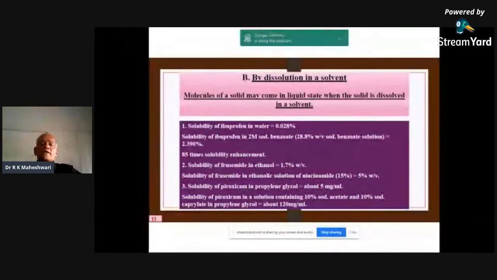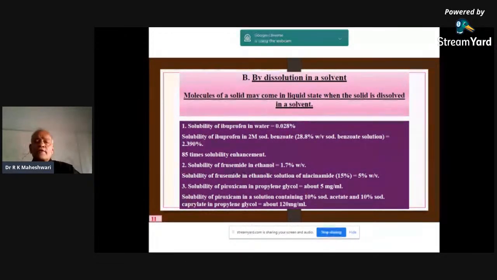Why? Again, the reason is the molecules of sodium benzoate have come in liquid state after dissolution, and now they are involved in hydrogen bonding and weak van der Waals forces with the molecules of ibuprofen. That's why there is high solubility of ibuprofen in this sodium benzoate solution, which is the so-called hydrotropic solubilization. We will discuss it in detail later on. But what we are seeing here is solid sodium benzoate whose molecules come in liquid state after dissolution, and they are responsible for the solubility enhancement of ibuprofen.